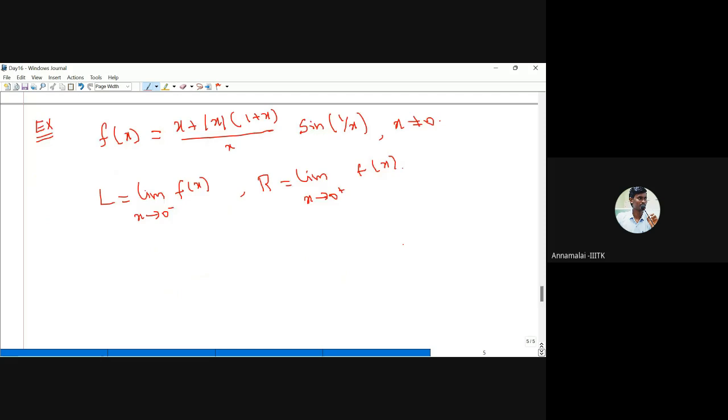L exists, but R does not exist, and so on. Actually, we have some theorem. If you prove that theorem, we can easily check what the limit is. Because you know the limit x goes to 0 of sine 1 by x does not exist. So the limit x goes to 0 of sine of 1 by x does not exist.